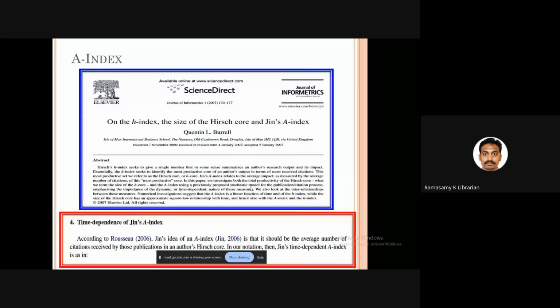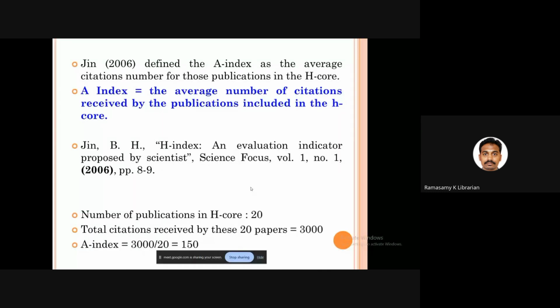Apart from these indices, there are many more indices. For example, there's an index called A index, which was proposed long before by an author called Jin. Very simple. See, whatever citations you received for the papers which are included in the H core, you total all the papers, you divide it by the number of papers, you get the average number of citations. That average number of citations received by the publications included in the H core, that is called your A index.